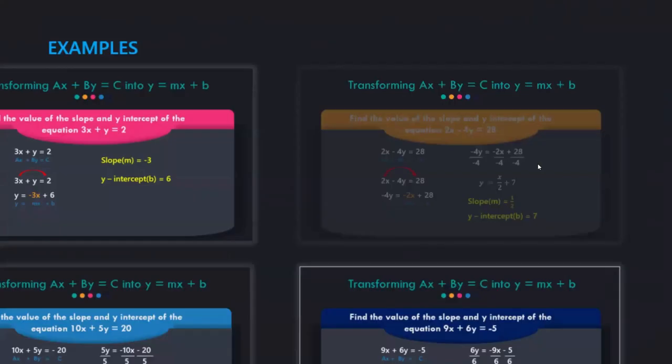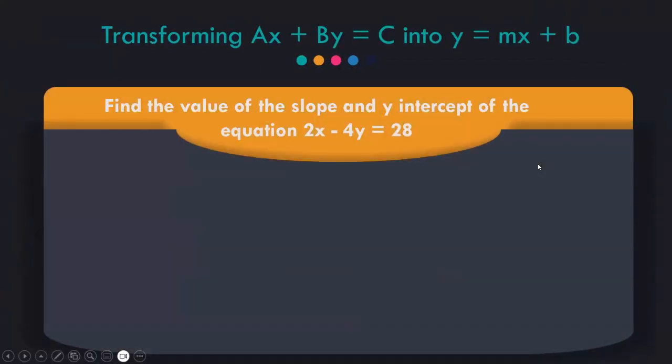Okay, our next example now is to find the value of the slope and y-intercept of the equation 2x minus 4y equals 28. So we have here 2x minus 4y equals 28. Again, this is in the standard form ax plus by equals c. So kailangan ulit natin siyang i-transform into slope-intercept form y equals mx plus b.